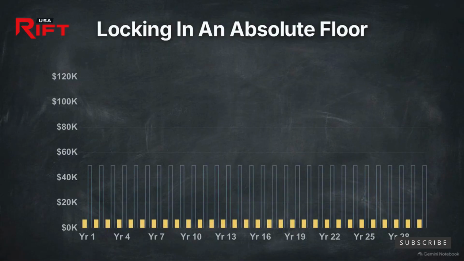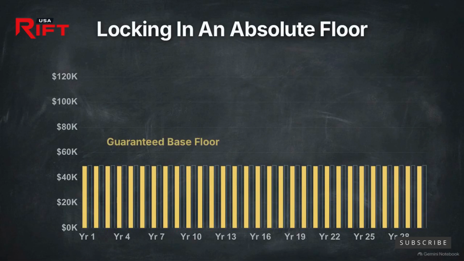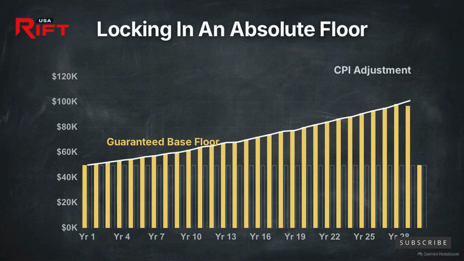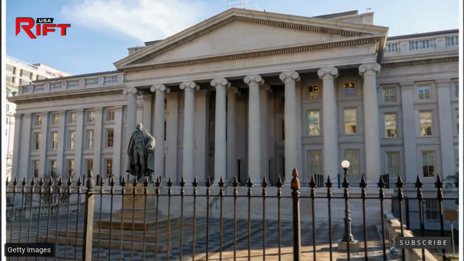TIPS are not used for capital appreciation. They are engineered specifically to lock in an absolute income floor. Because the principal adjusts directly with CPI data, this perfectly neutralizes inflation risk. The U.S. Treasury acts as the counterparty, enabling this risk-free floor.